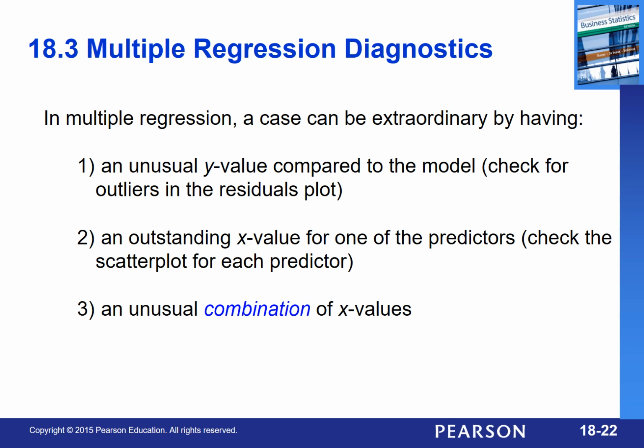Remember, when I say x values, there's more than one predictor present. So it could be that any one of your predictors is the weird one, or it could be that all of them combine to make a weird one. So, things to look out for.